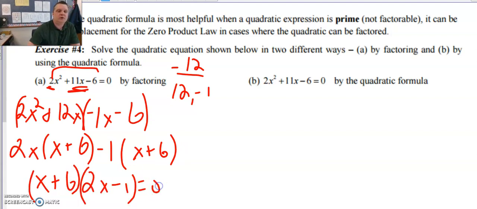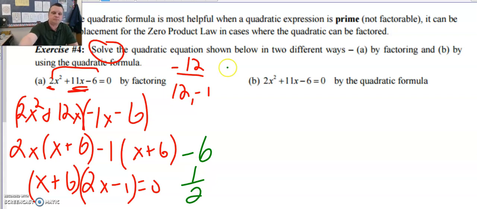They both equal 0. And you want to solve. So set them both equal 0. I get negative 6 and 1/2 when I set them equal to 0. Okay? Solve by the quadratic formula. All right, you should get the same answer.